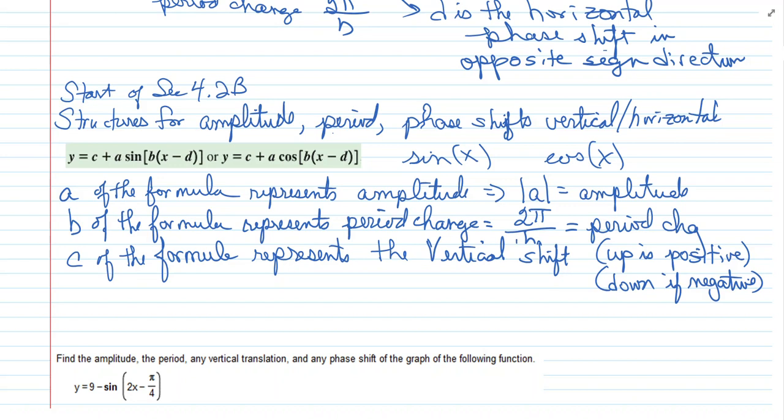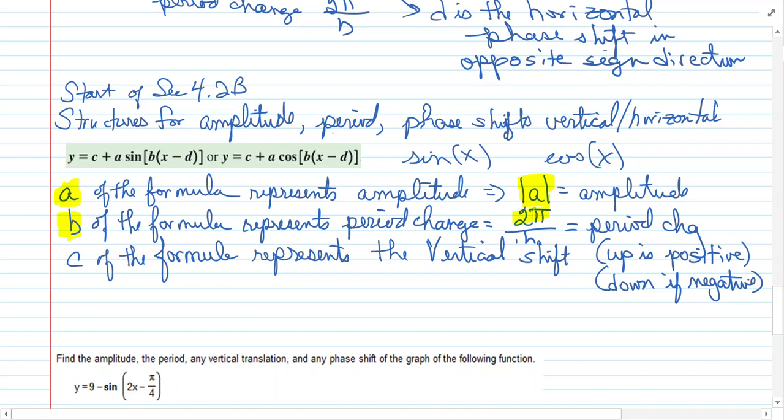Well, we're continuing with section 4.2b, where we have the structures for the amplitude, period, phase shift, vertical or horizontal. And we start with y equals c plus a sine bracket b times x minus d parenthesis bracket, or y equals c plus a cosine bracket b parenthesis x minus d parenthesis bracket. And the A of our structure gives us amplitude, and it's always the absolute value. The B of the formula represents a period change.